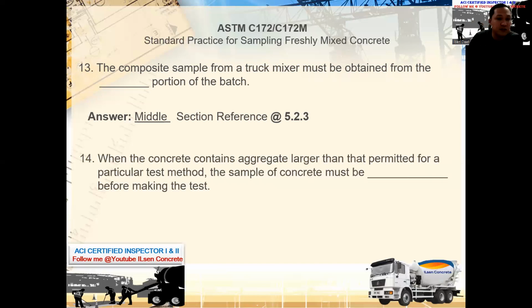Maybe this one is the last question, number 14. When the concrete contains aggregates larger than that permitted for a particular test method, the sample of the concrete must be blank before making the test. If you read this one, possibly you know the answer. Wet, I guess wet sieve, yes. Wet sieve, section reference 6.1.